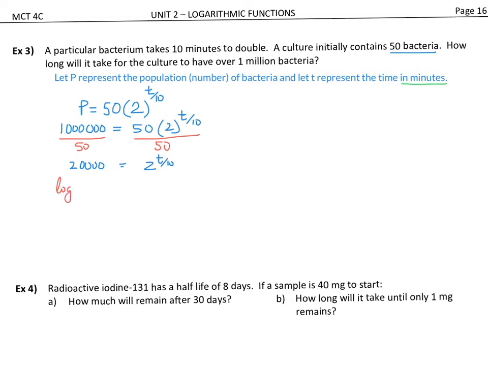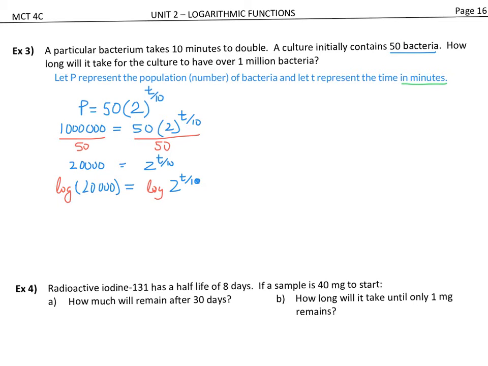So I'm going to do the log of the 20,000, and I'm going to take the log of the 2 to the exponent t over 10. Having trouble writing and talking at the same time. There we are. Okay, t over 10.